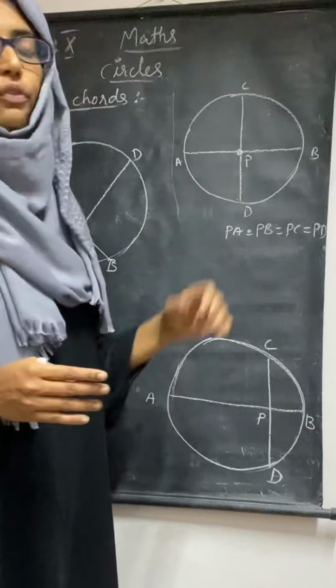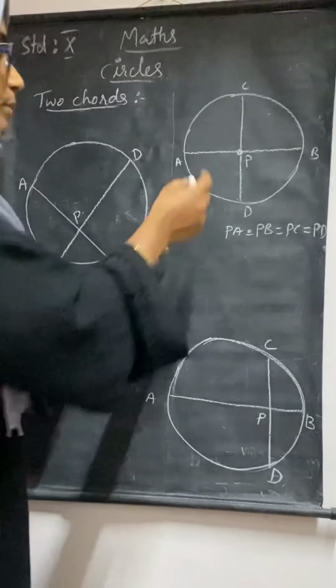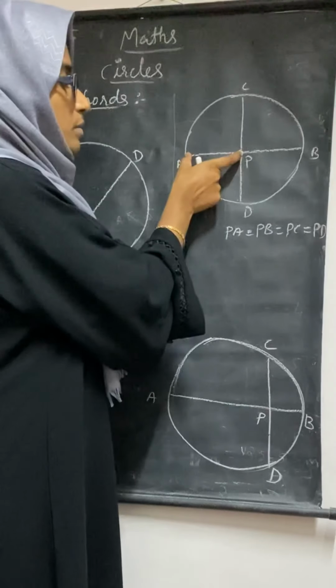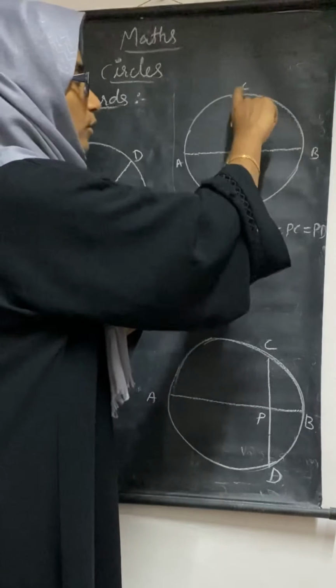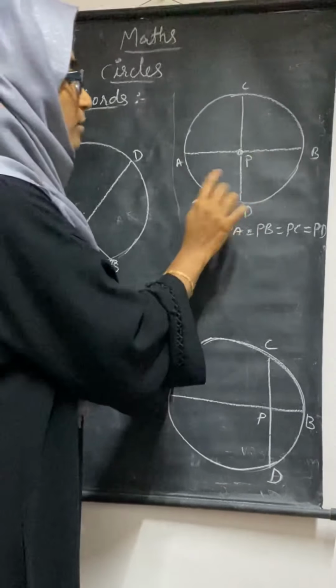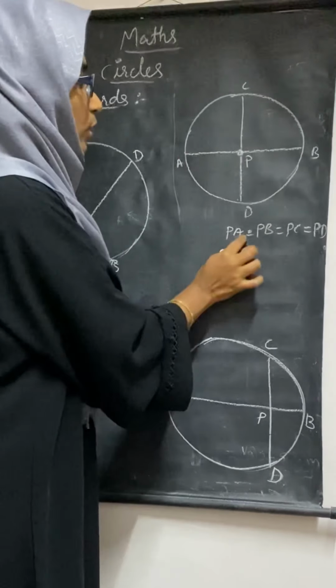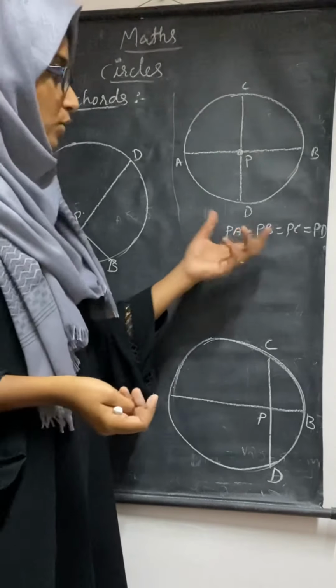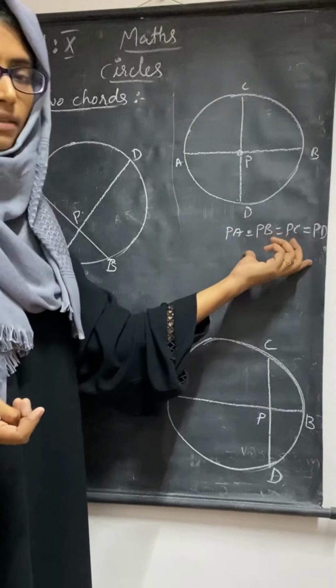Is there any relation you can find in that? You can find it easily because there are two diameters. Diameter means this becomes a radius, this becomes a radius, here also radius, here also radius. So the four pieces are equal, no? I can say PA is equal to PB is equal to PC is equal to PD because they are radii. That's why we can say those pieces are equal.